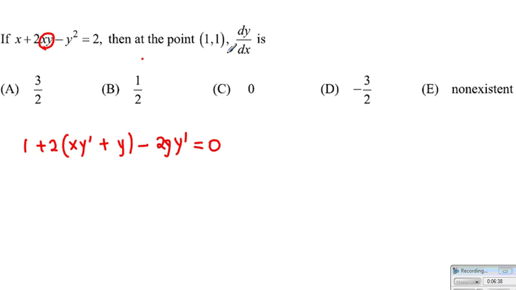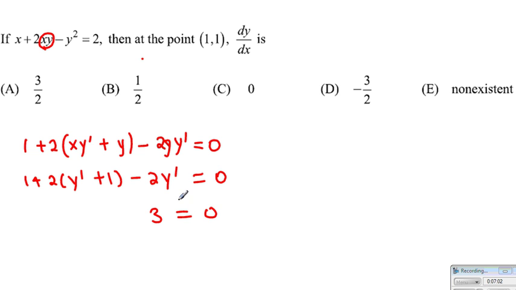Once you plug in 1 and 1 in place of x and y, we end up getting 1 plus 2 times y prime plus 1 minus 2 y prime is equal to 0. Then here you will realize that the 2y primes will cancel out, and the only thing that's left is 3 is equal to 0, but we know that that's not possible. So therefore, y prime doesn't exist.